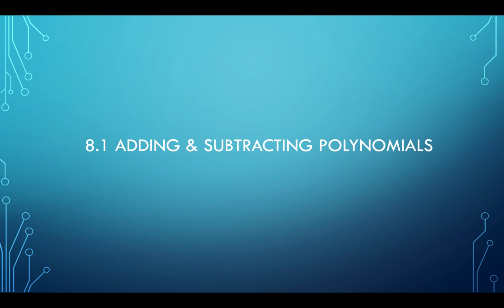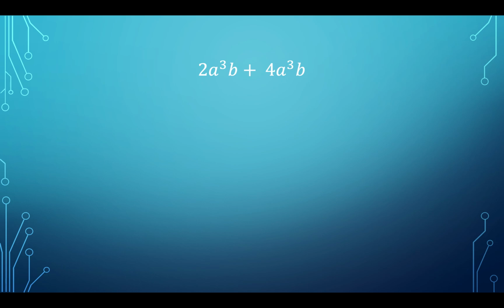In 8.1, we were adding and subtracting polynomials. So let's review those. We had 2a cubed b plus 4a cubed b. At the beginning of the year we did something called combining like terms. That's essentially all we're doing here, just combining our like terms. We're not going to do anything with these exponents or these bases. They're always going to stay the same when we're adding and subtracting. It's the numbers in front that we're combining.